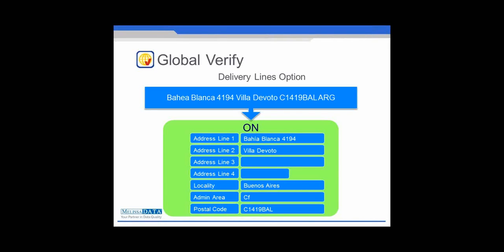So with this turned on, you still get the locality and postal code, but it's all in the parsed information below. So you can see with it off, it's all returned in address lines 1 through 3, and with it turned on, that information comes out in locality, administrative area, sub-administrative area, and so on.